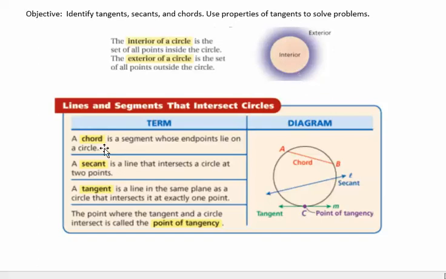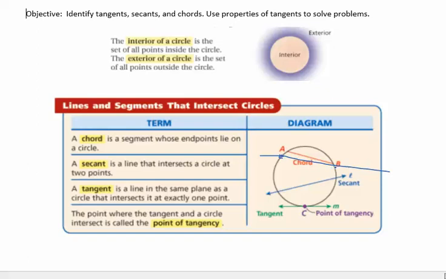A chord is a segment whose endpoints lie on the circle, so the segments have to be on the circle. A secant intersects a circle at 2 points, like this blue line here. A tangent is a line in the same plane as a circle that intersects at exactly 1 point. A tangent just touches the circle at 1 point, and that point where it touches the circle is called a point of tangency.